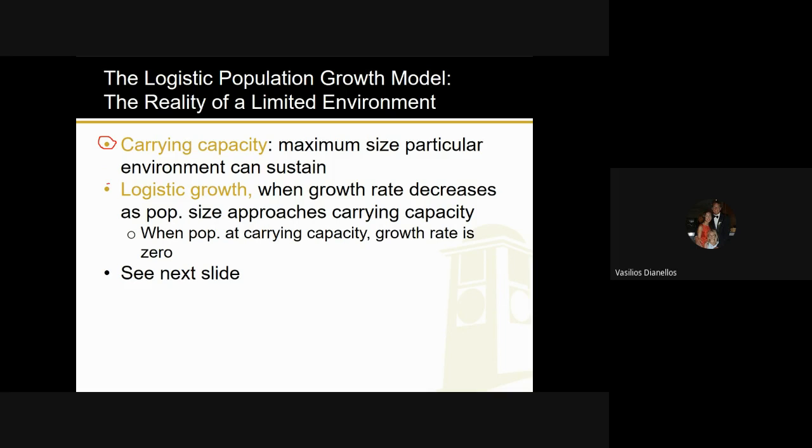And then the next term is logistic growth. That is when the growth rate decreases as the population size approaches carrying capacity. So again, carrying capacity is the maximum size. That's basically where you can top out at your population. It's not like you've got the J-shaped curve and then boom, you hit carrying capacity. It doesn't happen like this. What happens is, you'll see in the next slide, as you reach carrying capacity, things actually start slowing down.